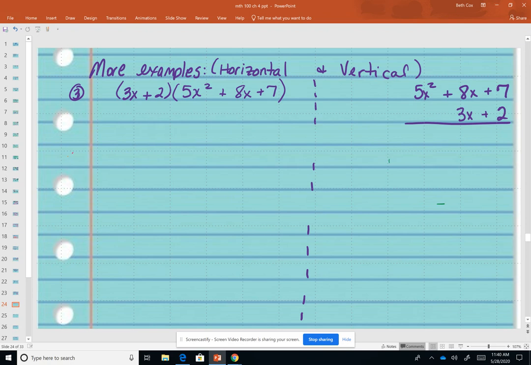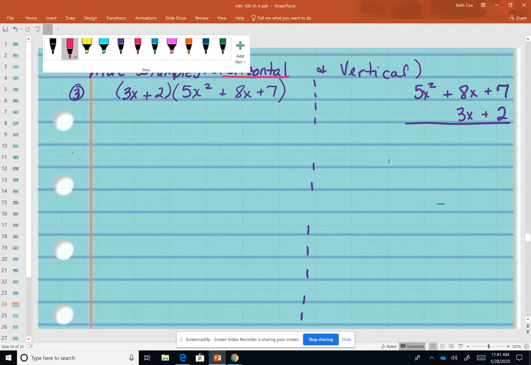You can actually combine the two methods if you like and make something that's kind of vertical and horizontal at the same time. All your problems are going to be presented in the horizontal fashion. So we're going to do that one first. And we are going to do distributive property.